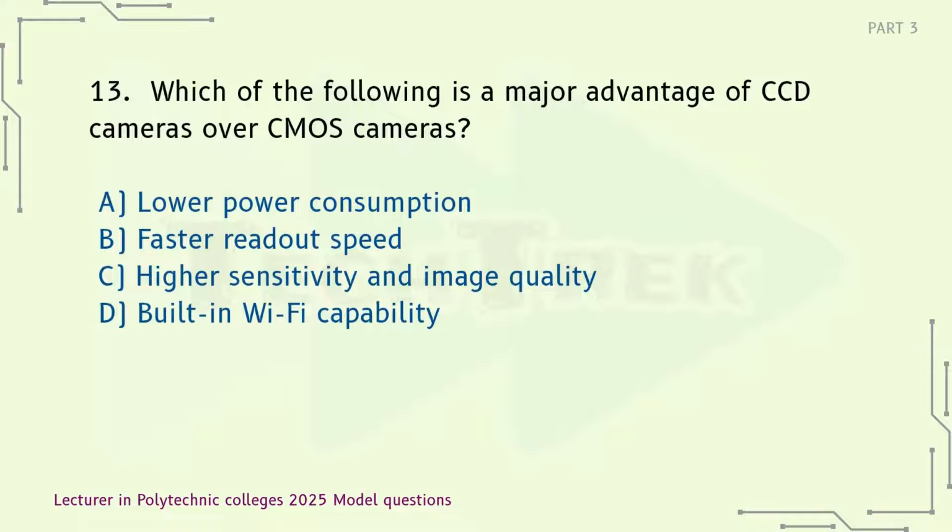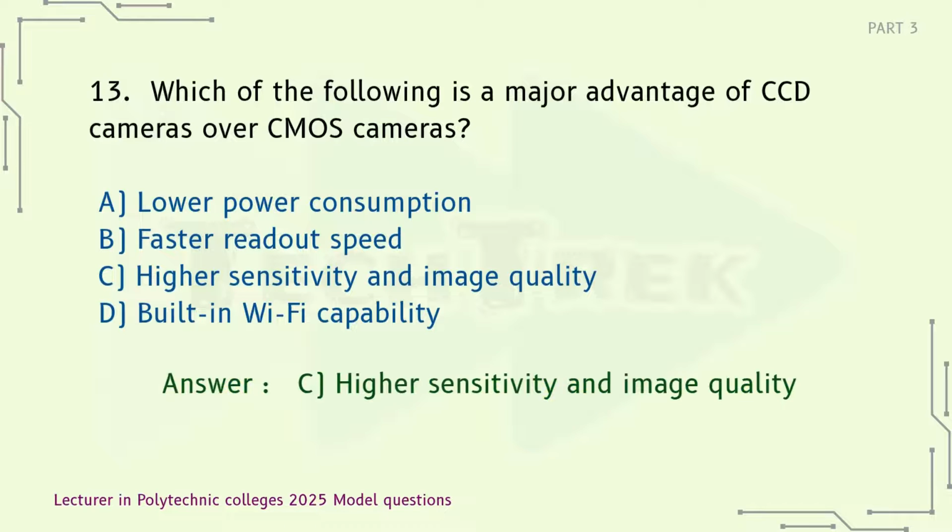Which of the following is a major advantage of CCD cameras over CMOS cameras? A. Lower power consumption. B. Faster readout speed. C. Higher sensitivity and image quality. D. Built-in Wi-Fi capability. Correct answer is option C. Higher sensitivity and image quality.